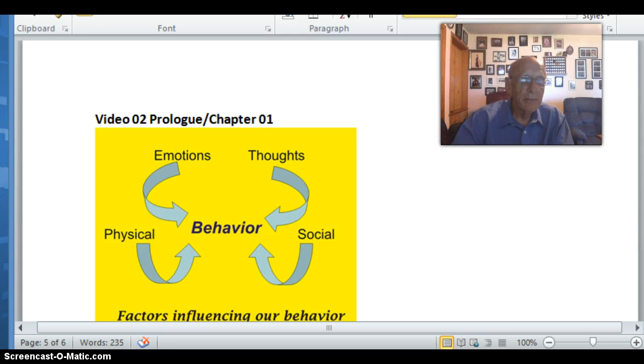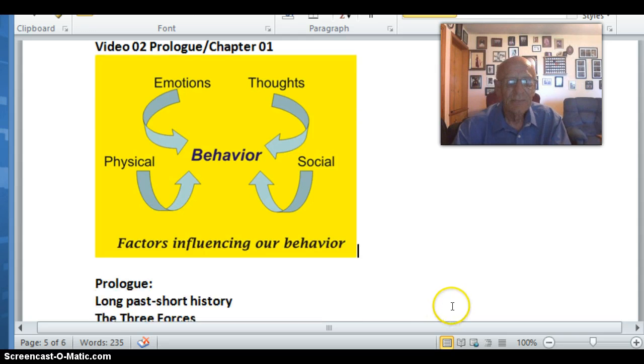So what goes into the behavior, there are 4 aspects here: emotions, thoughts, the social aspect, the social influences, our environment, and our physical being. These all go into the makeup of behavior. This is one element that I certainly want to have you remember, because that's what we're looking at. We're looking at our behavior. When I say our behavior, we're looking at self, and then we're looking at others.